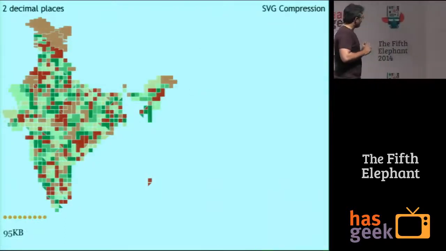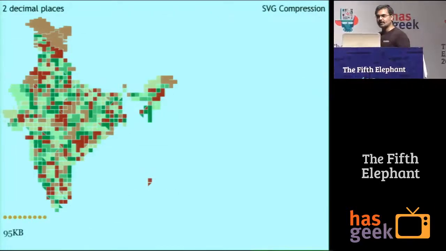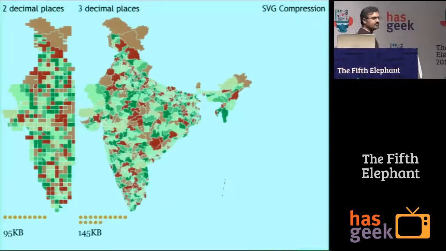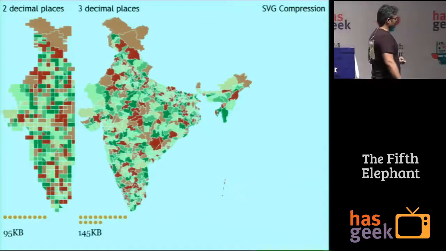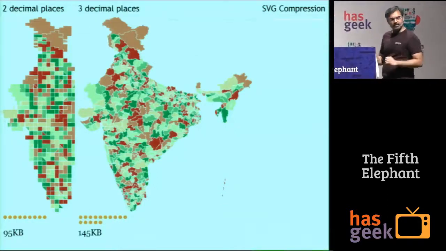Nah, 2 is not good enough. But the great part is the file size is extremely small. It came to 95 kilobytes all the way from 3 MB. So at least we're going in the right direction. Then let's take 3 decimals. So this looks reasonable, and at 145 kilobytes. So at this point, it starts looking reasonable.